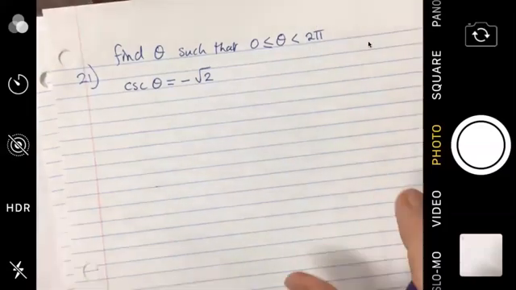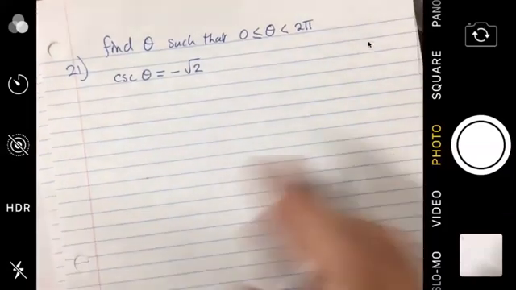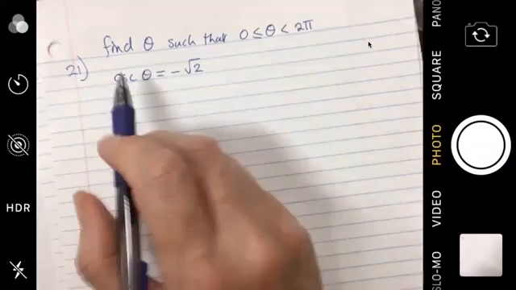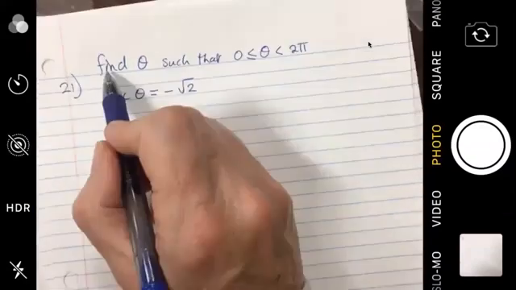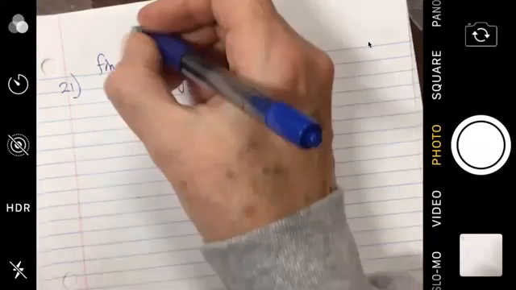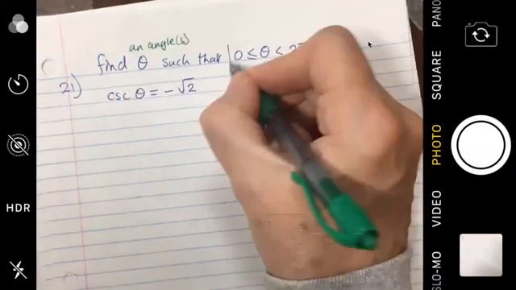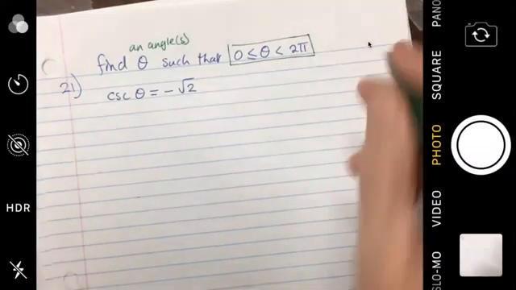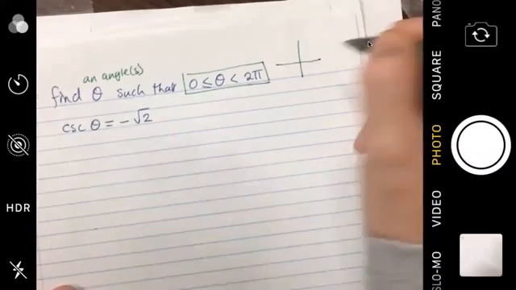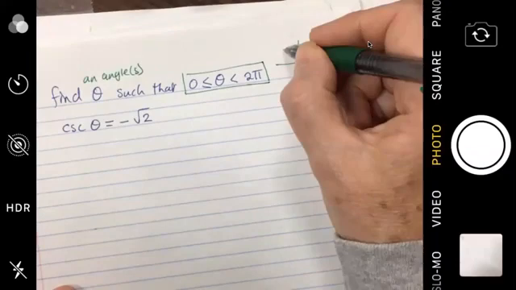Okay, so let's finish off this review now. On this one, we've been asked to find theta. They're saying find an angle, or maybe there's more than one angle, that fits in this range. What all these questions are going to do is maybe have us draw triangles, but the answers to the questions are going to be the angles that make those terminal rays, okay?